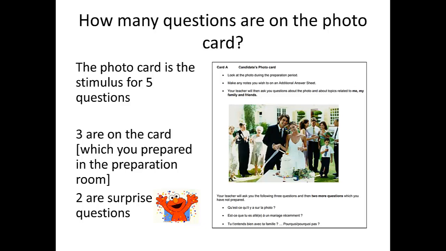3 of the questions are printed on the card. You can see them down there. Qu'est-ce qu'il y a sur la photo? Est-ce que tu es allé à un mariage récemment? Tu t'entends bien avec ta famille? Pourquoi pas? So those are there already. But 2 of the questions you can't see, and they will be surprise questions.